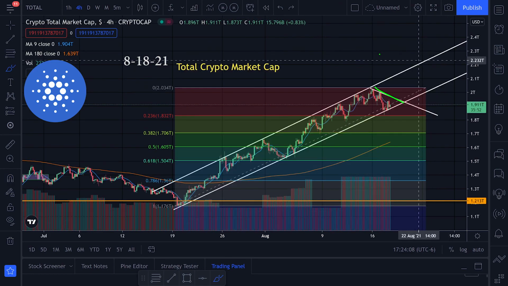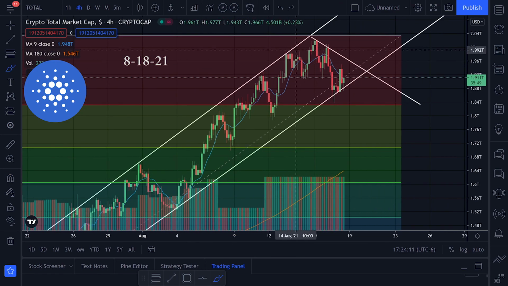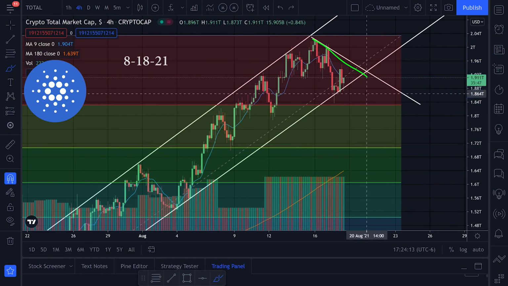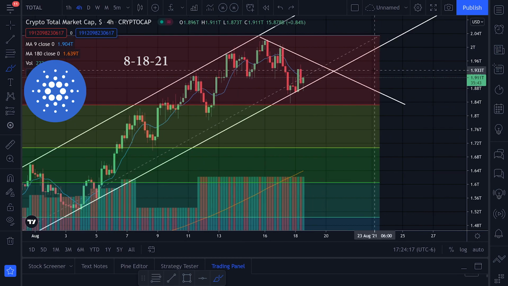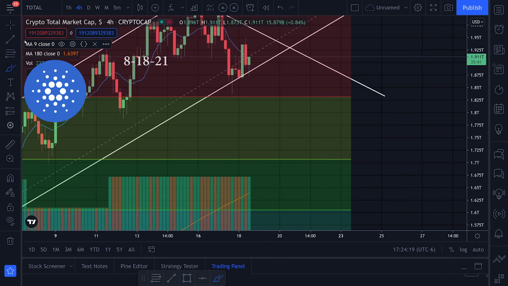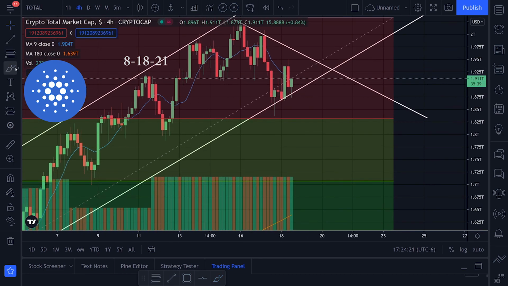Basically we're testing both of them. We're testing that downtrend and the uptrend. Let's see which way we go. If we go up or down, then we'll have a way better idea of what we're doing. We have been testing this bottom line though, so we'll see if we break it or if we can hold support on it.